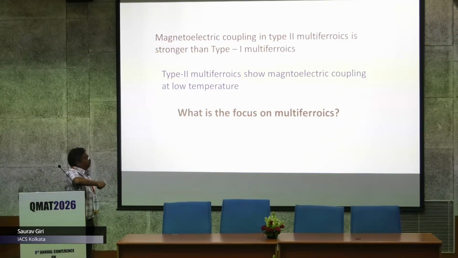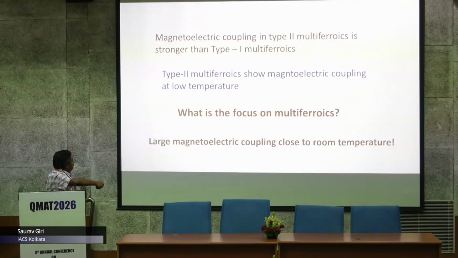So what is the focus on this? The focus is that we can find large magnetoelectric coupling, but close to room temperature. And it should be for type 2 multiferroics, because we should have stronger coupling.